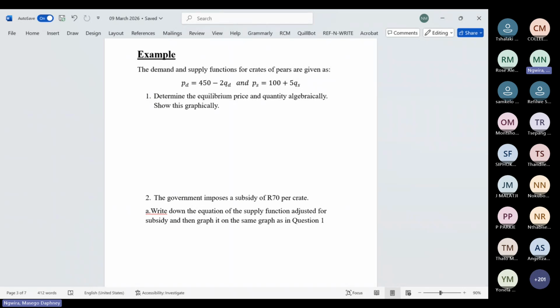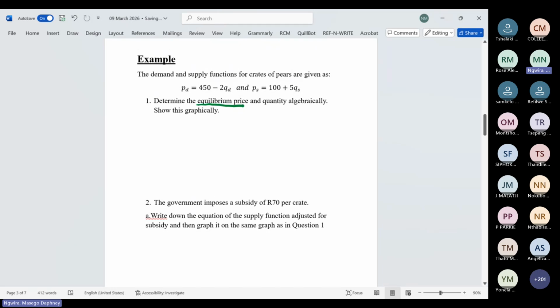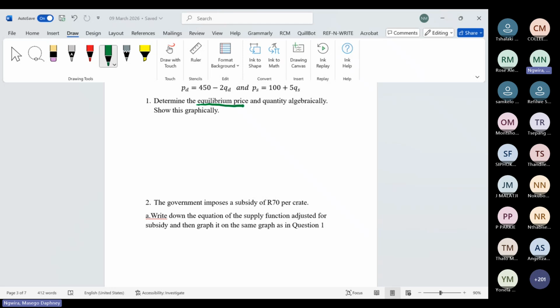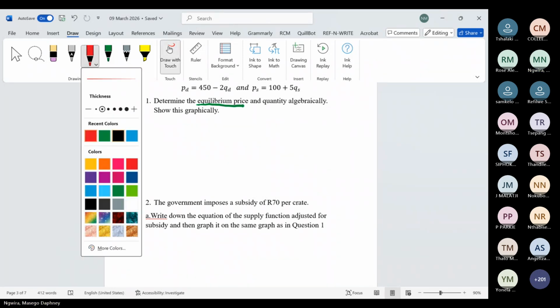As I said, every time they say equilibrium, you must always know that you're going to equate. Either you equate the P's or the Q's, it depends on the function that you're given. You're going to equate the two functions.